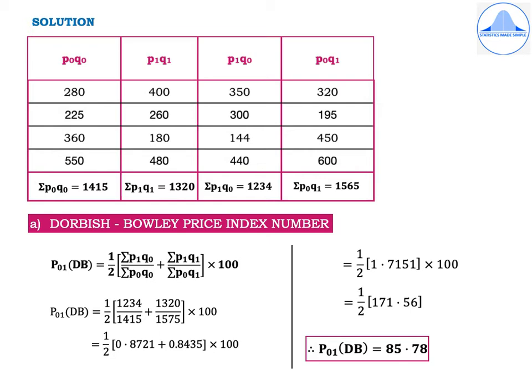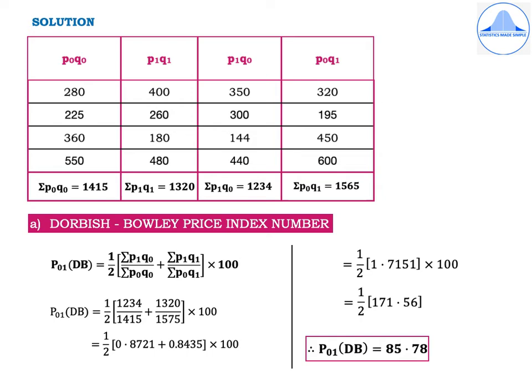The values for P1 Q1 are 400, 260, 180, 480 and summation P1 Q1 is 1320. The values for P1 Q0 are 350, 300, 144, 440 and summation P1 Q0 is equal to 1234. And the values for P0 Q1 are 320, 195, 450, 600 and summation P0 Q1 is equal to 1565.